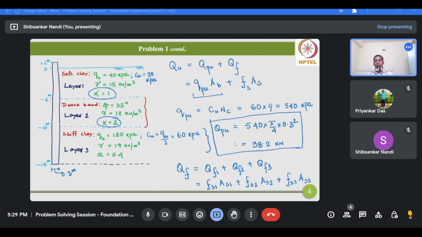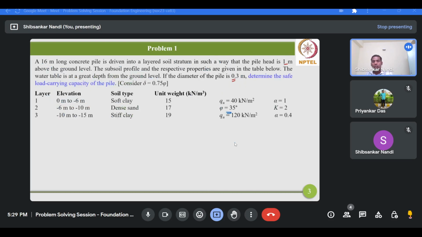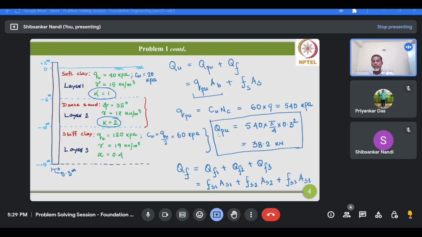So to calculate the safe load carrying capacity of the given pile, first you have to calculate the point bearing ultimate resistance of the pile, and you have to divide that ultimate load carrying capacity of the pile with a recommended factor of safety of 2.5. However, to get the ultimate load carrying capacity, you have to calculate the ultimate point bearing resistance and ultimate skin friction resistance separately. Now, ultimate skin friction resistance you can easily get from this equation QPU times AB.